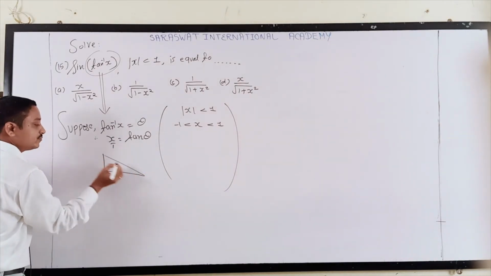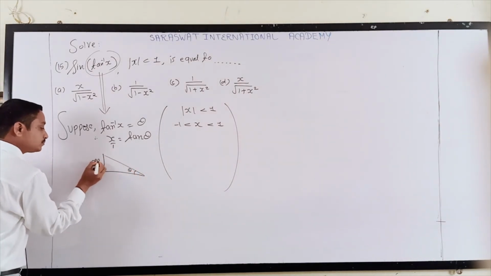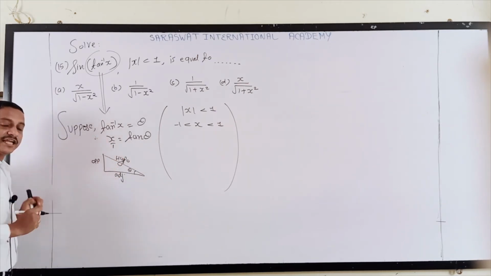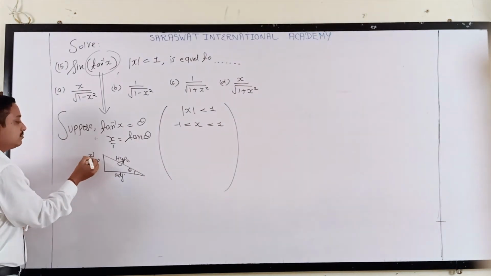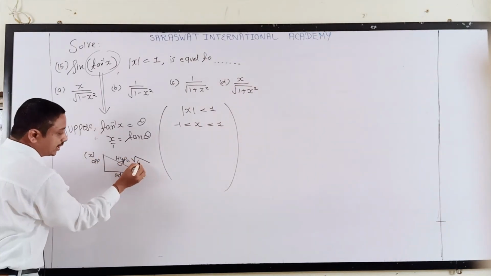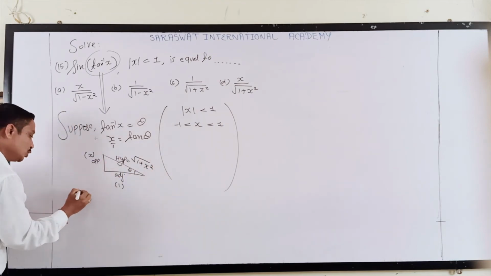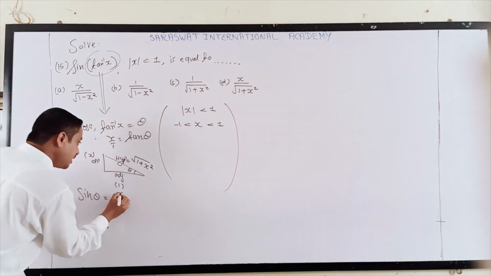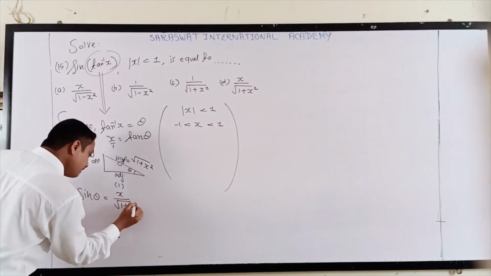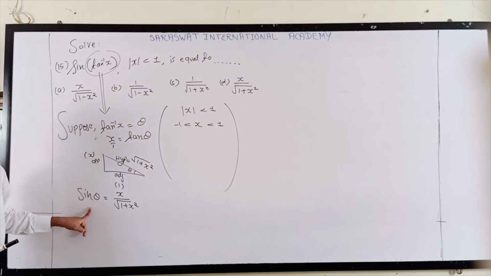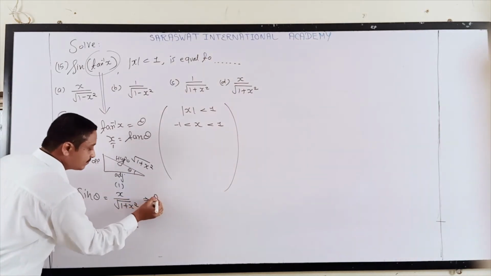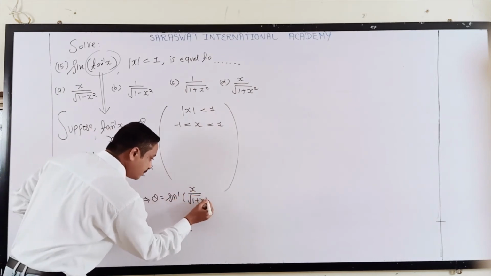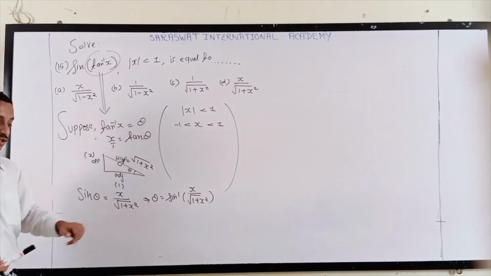You know it is a triangle property. Here theta, opposite, adjacent, hypotenuse. What is the value of tan theta? x by 1, opposite by adjacent. The third side, the hypotenuse, is under root 1 plus x square. So you can easily get sine theta, opposite by hypotenuse, x by under root 1 plus x square. And this value is sine theta. So theta equals sine inverse of x by under root 1 plus x square.